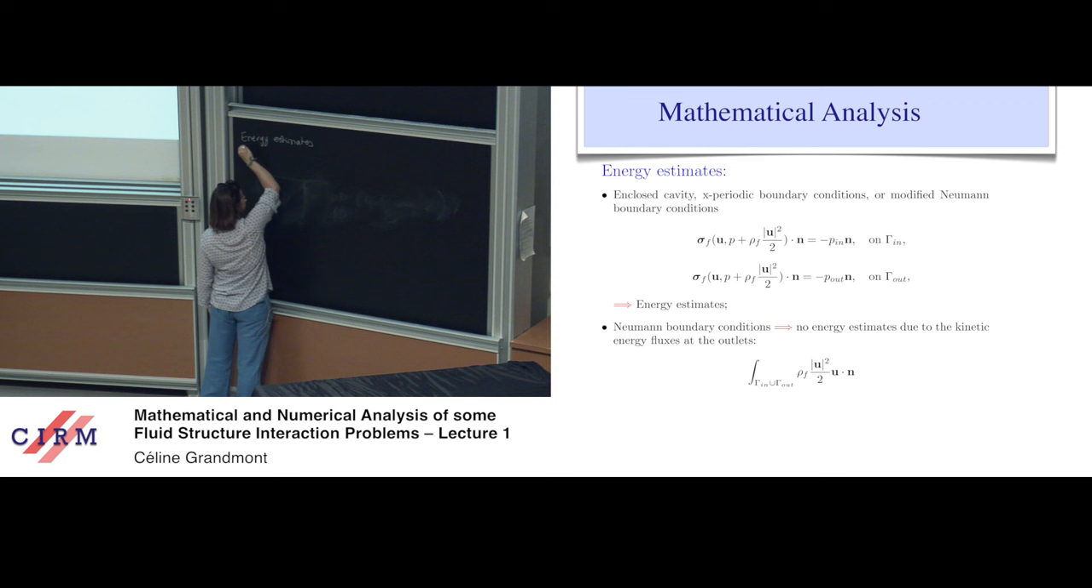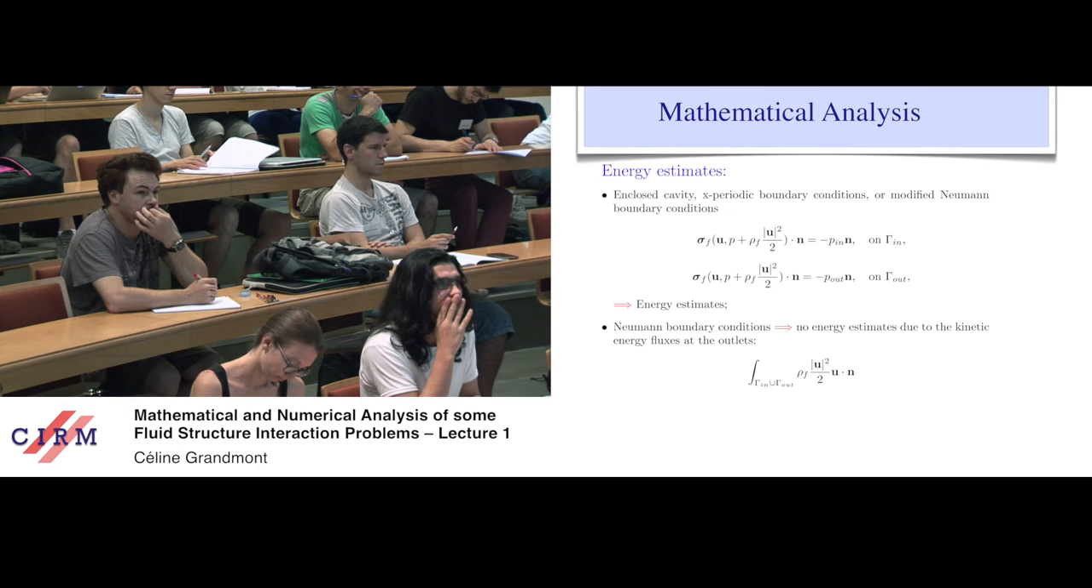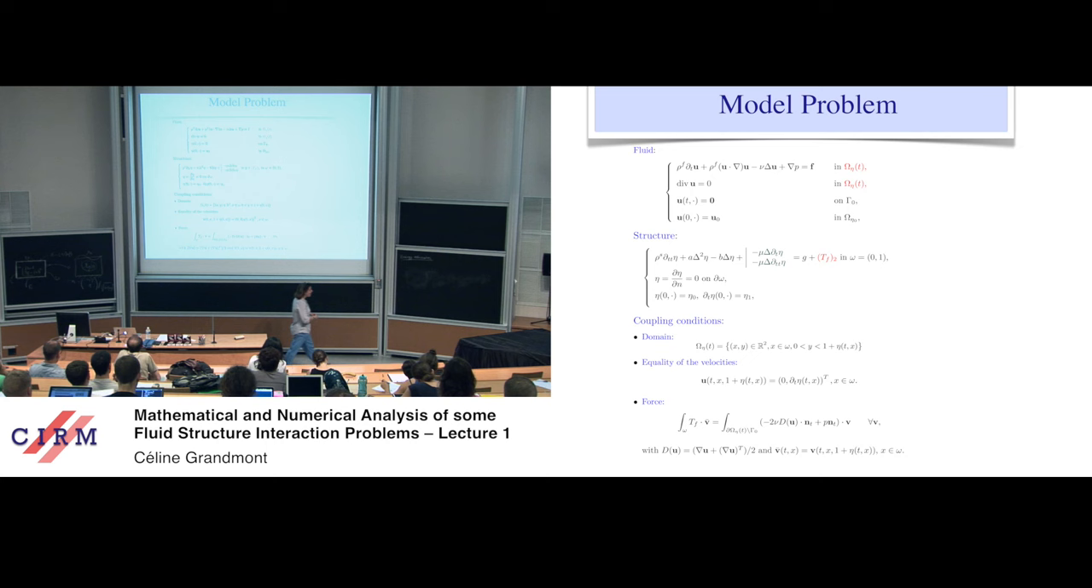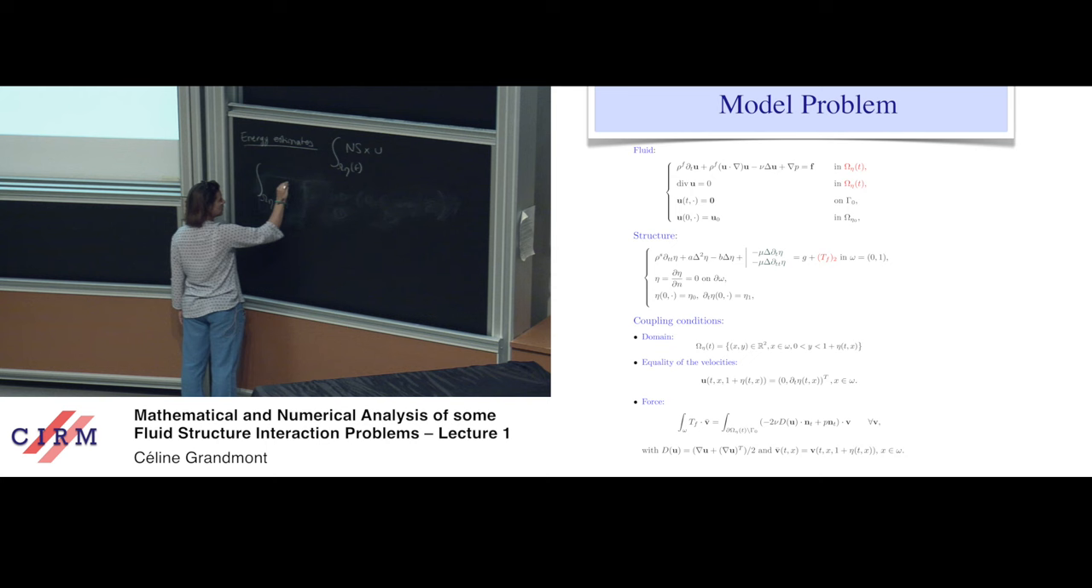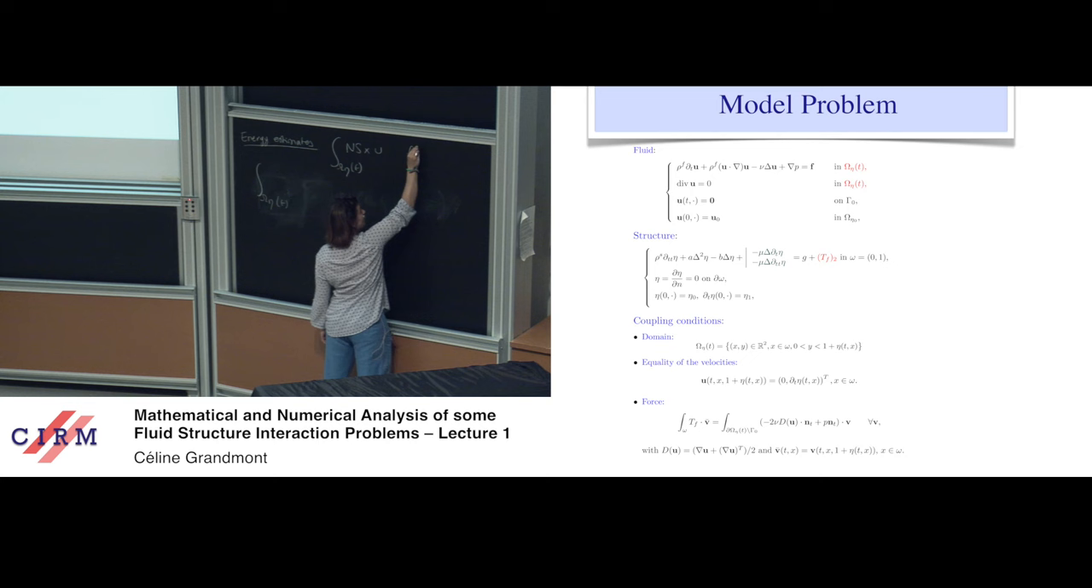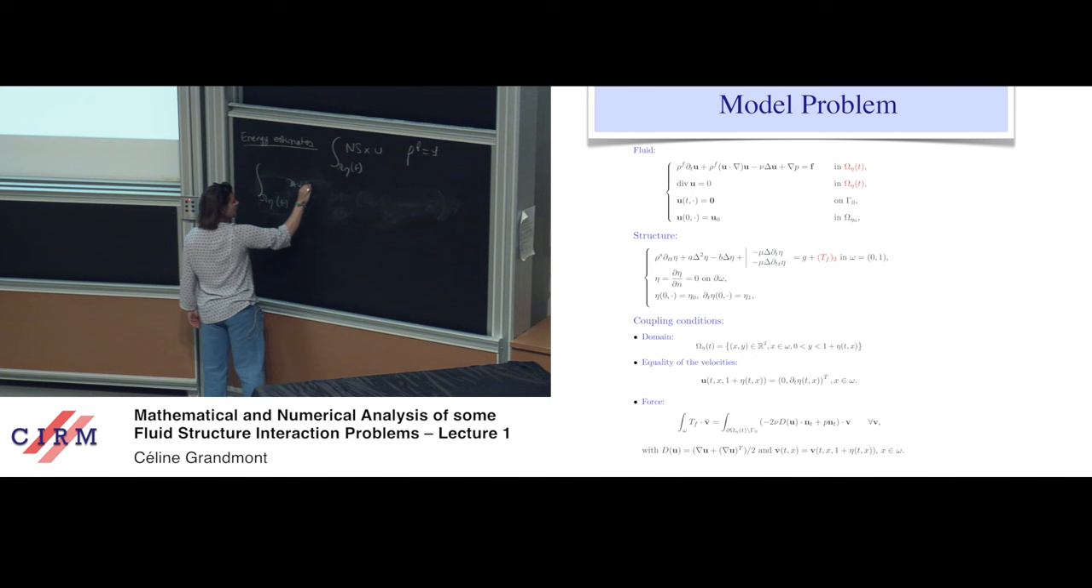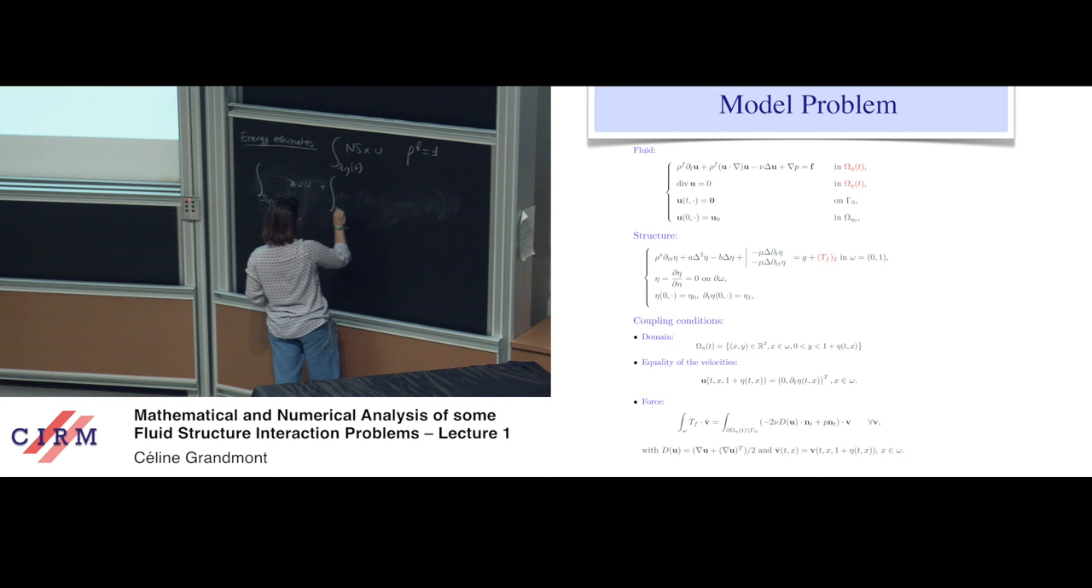So in order to derive energy estimates for this kind of problem, what we shall do? We multiply the Navier-Stokes equation, so the conservation of momentum, the first equation, by the velocity u. So Navier-Stokes equation multiplied by u, integrate over the domain. It gives us, we will take rho equal 1, the acceleration of the fluid multiplied by u plus the convection term.